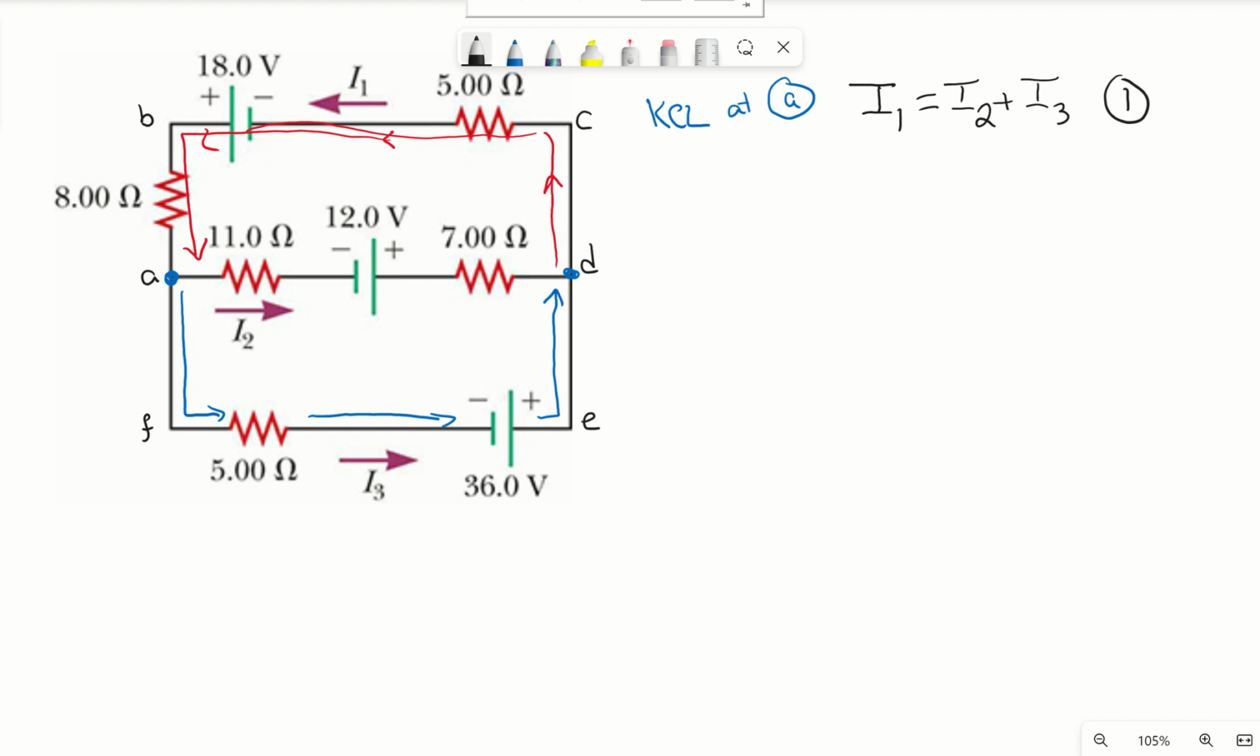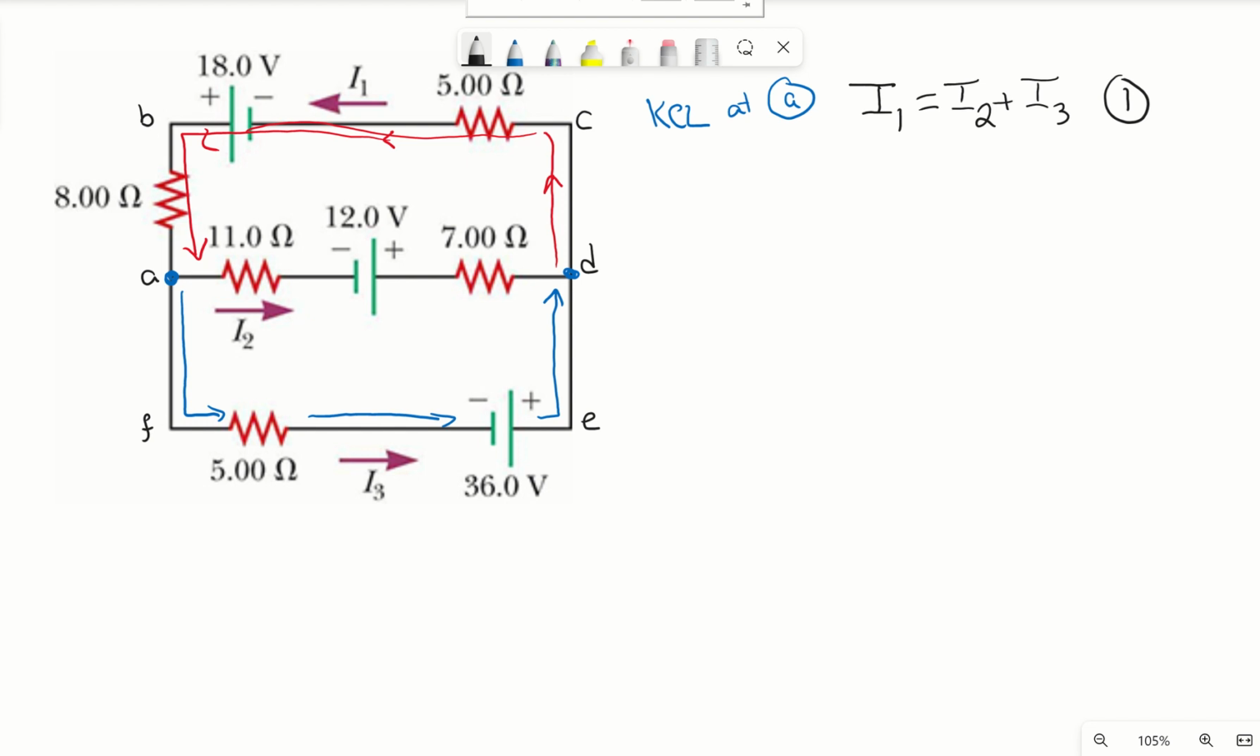So I've got three unknown currents. I need three equations. So let's go around the loops. There's three possible loops. We can do the top loop, we can do the bottom loop, we can do the outside loop. Let me go ahead and do the equations for all three of them, and then I'll just solve it using the first two loops.